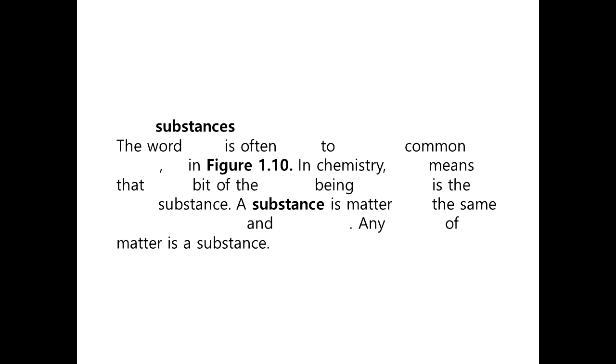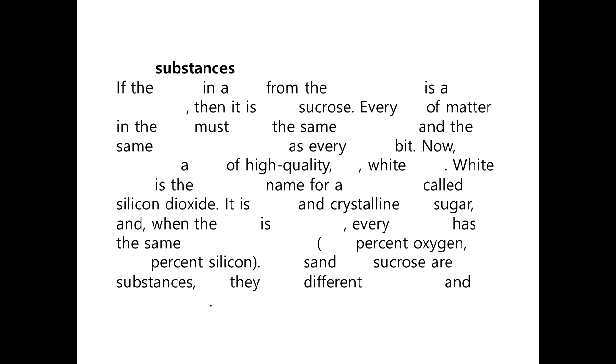Pure substances. The word pure is often used to describe common things, as in figure 1.10. In chemistry, pure means that every bit of the matter being examined is the same substance. A substance is matter with the same fixed composition and properties. Any sample of pure matter is a substance. If the sugar in a bag from the supermarket is a substance, then it is pure sucrose. Every bit of matter in the bag must have the same properties and the same fixed composition as every other bit. Now consider a bag of high-quality dry white sand.